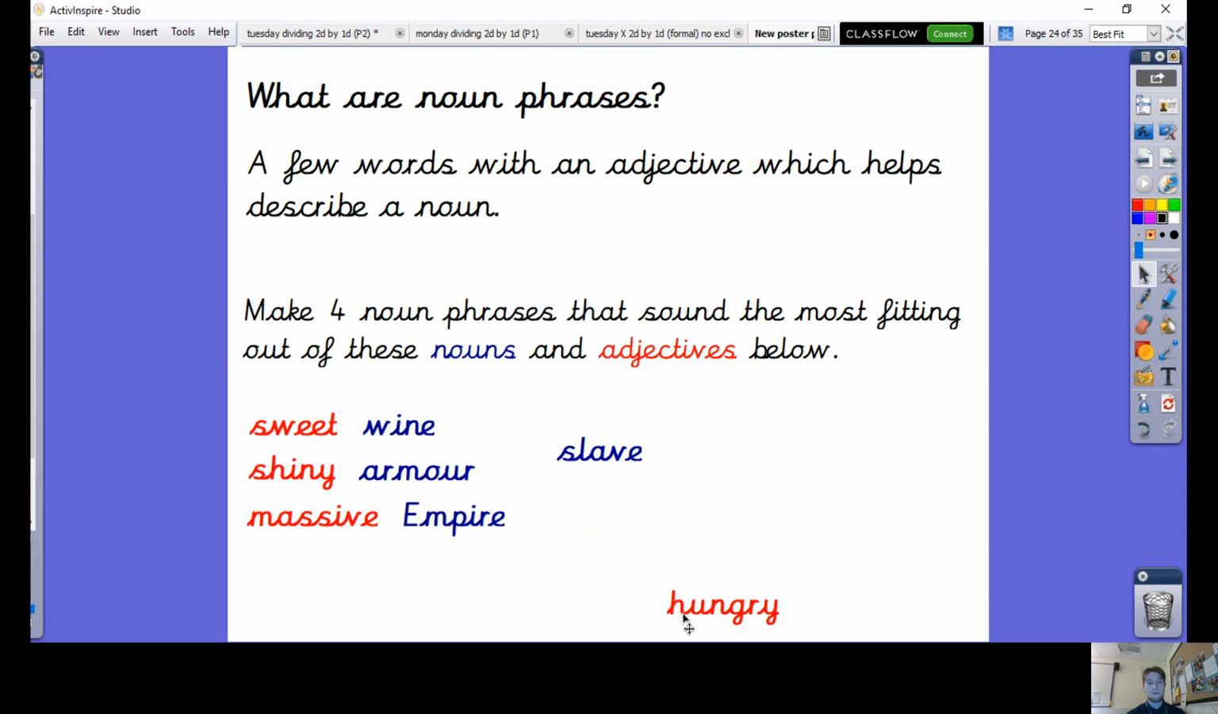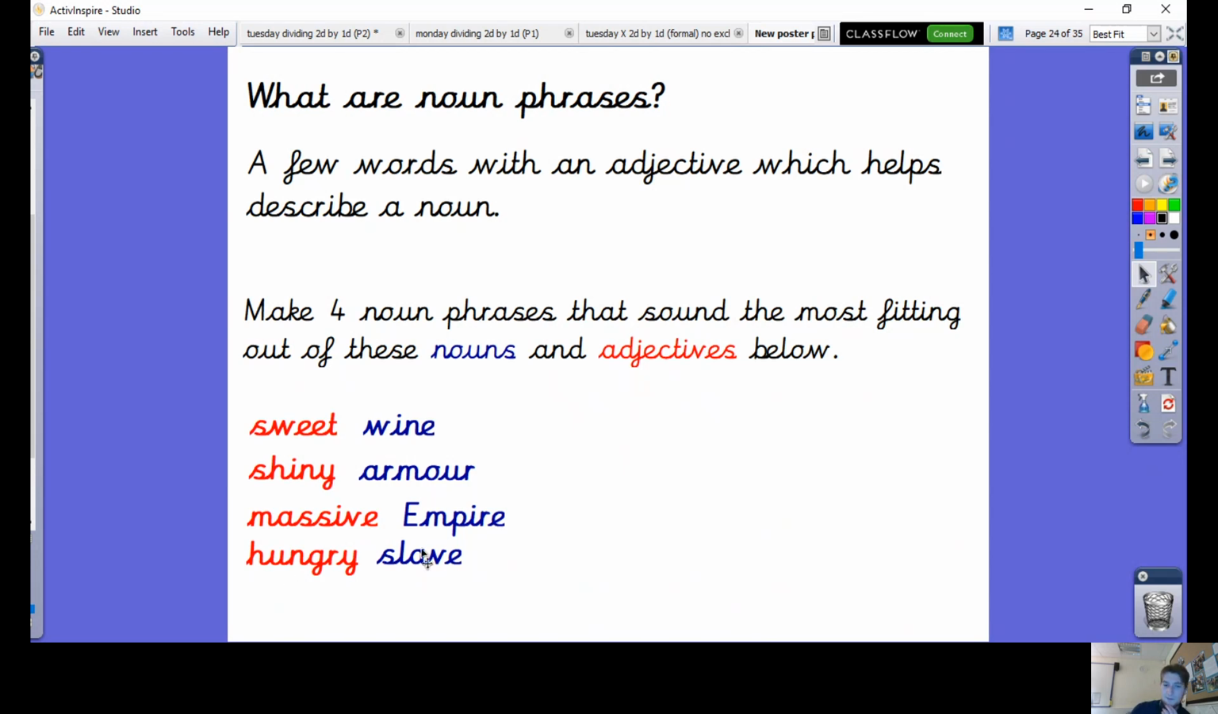Massive empire. That sounds good. Right, finally, let's go with hungry. We've got slave left, because slaves back in Roman times probably didn't have much food. They probably weren't fed that much, and they were probably working quite hard. So hungry slave works really well. So well done if you got those right.